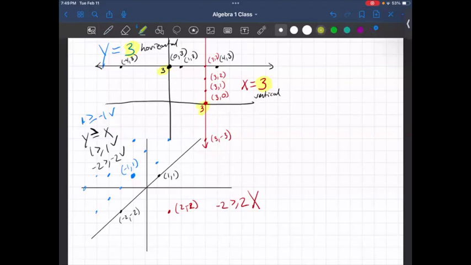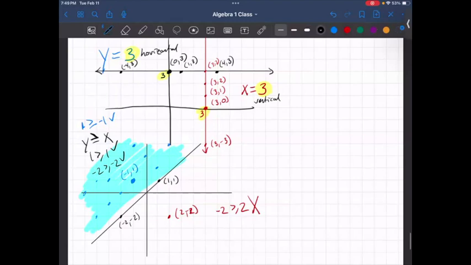But instead of drawing every point, because there are too many, we shade above that line. So if we have y is greater than or equal to a line, we draw the line and then shade above.